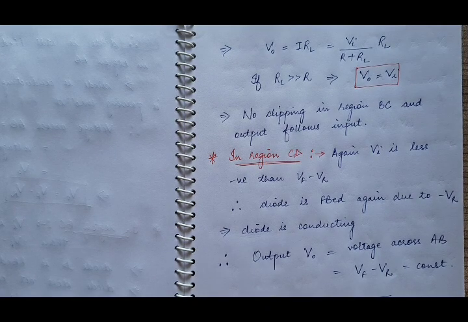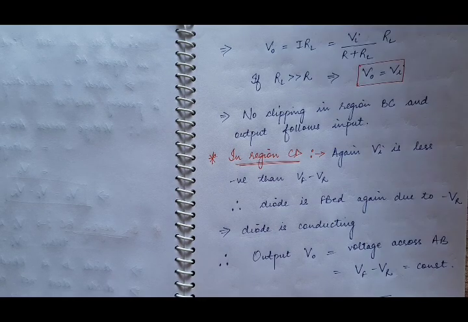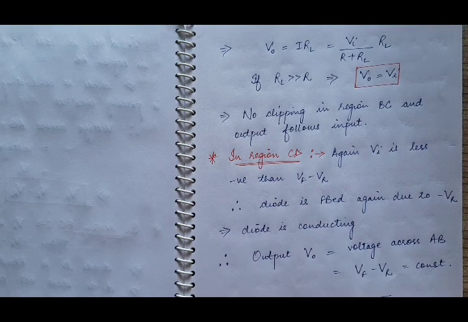So this is all about positive peak clipping with negative biasing voltage. We have discussed positive peak clipping with positive biasing voltage as well as with negative biasing voltage. Now we will discuss negative peak clipping with positive biasing as well as negative biasing.